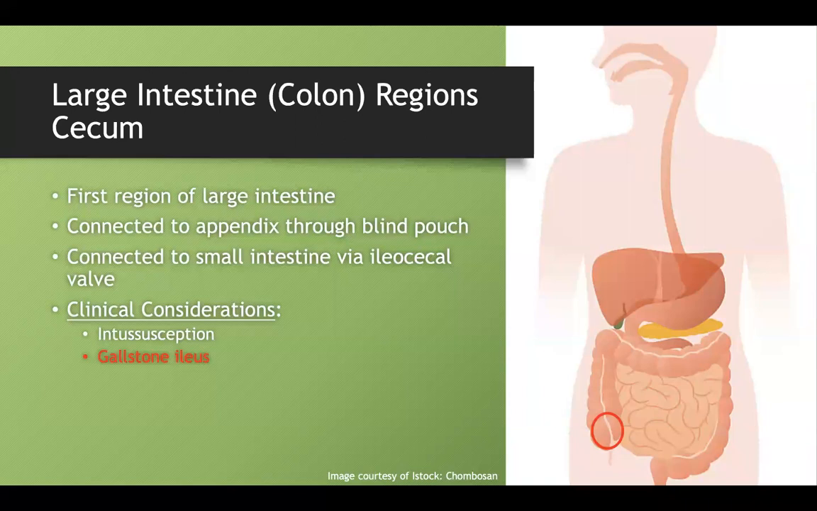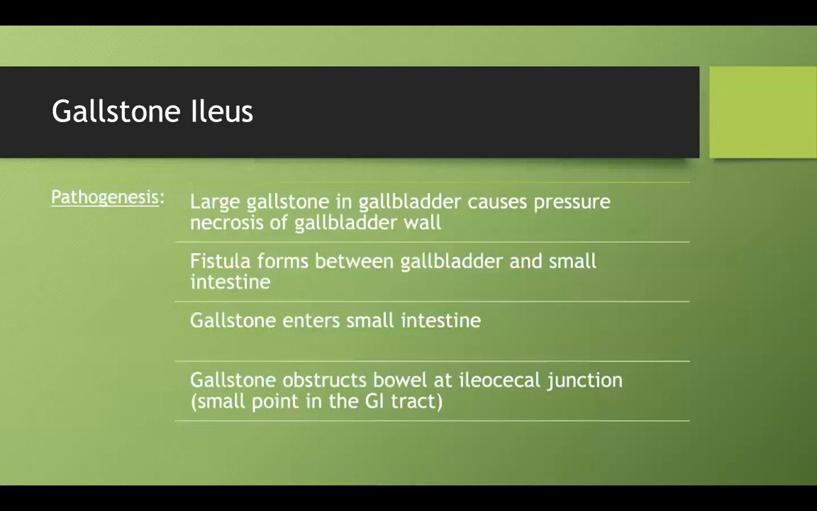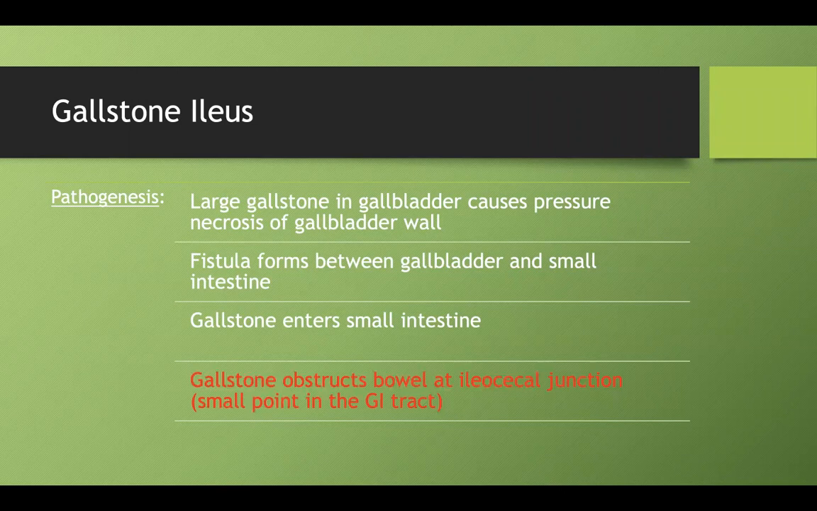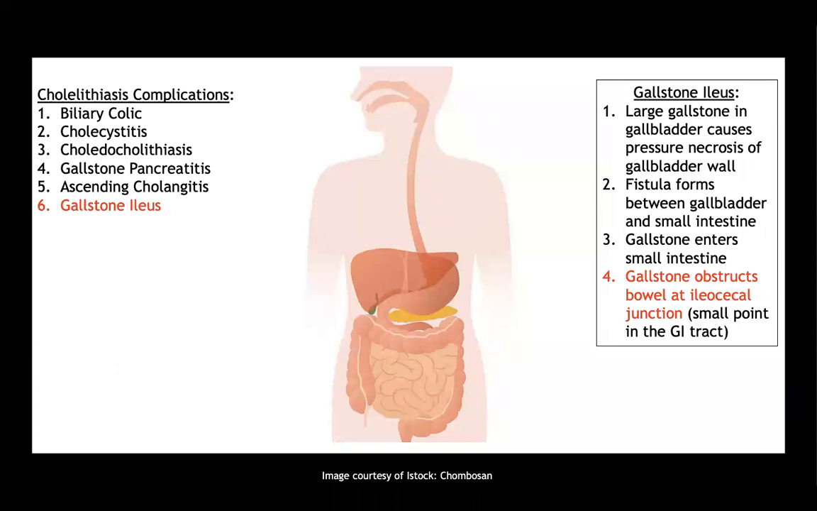Another thing I want you to keep in mind when you think about the ileocecal valve is the condition gallstone ileus. I talk about this more in the hepatobiliary lecture coming up, but I just wanted to point out here on one of our slides from that lecture that usually in gallstone ileus, the gallstone makes it pretty far down the intestinal tract, but it ends up getting stuck at the ileocecal junction because that's the smallest point in the GI tract. And here again, this is also from that lecture.